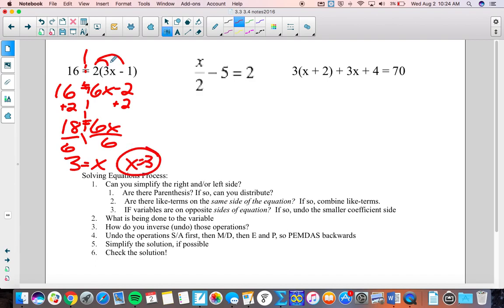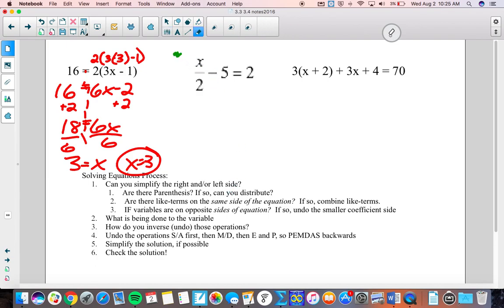So then, as you plug that in, follow your order of operations now. Should be using parentheses as I substitute in. So we get 9. 3 times 3 is 9. Minus 1 is 8. 8 times 2 is 16. Boom.